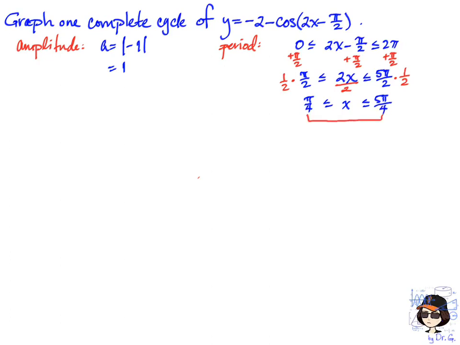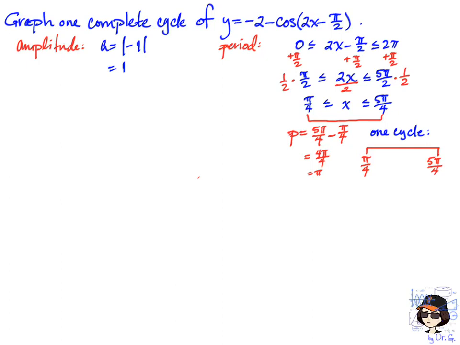So we can tell that our period is going to be the bigger number minus the smaller one, so 5 pi over 4 minus pi over 4, which is 4 pi over 4, which simplifies to pi. But that's not all we get. We get that one full cycle will have to be between pi over 4 and 5 pi over 4. So we've got 2 of our 5 key points. The other 3 key points we can find by finding the midpoint.